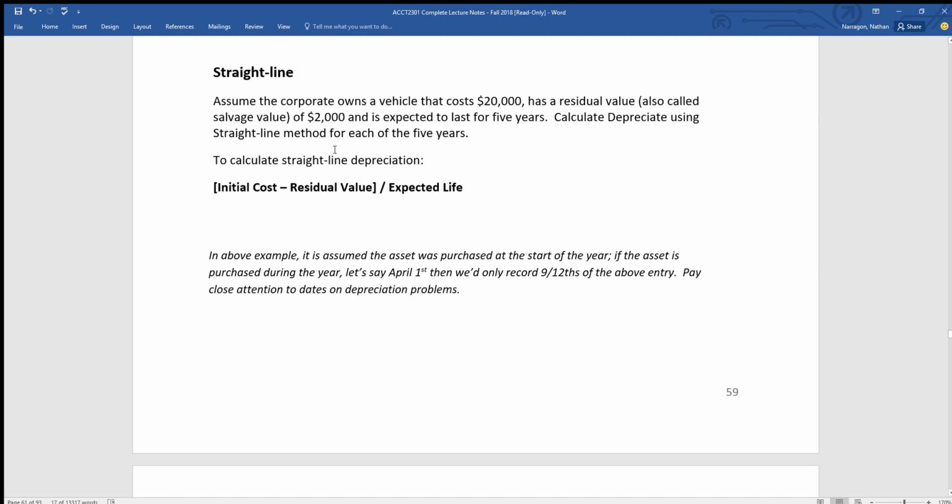So again, to calculate straight line depreciation, we get this cool formula. We take the initial cost, which was the 20,000, subtract the residual value of 2 grand, and divide it by how many years we expect it to live for, which happens to be 5. Okay, so if we did all that, you're going to get this. 20,000 minus 2,000, of course, is 18 grand. Divided by 5 gives us 3,600 per full year.